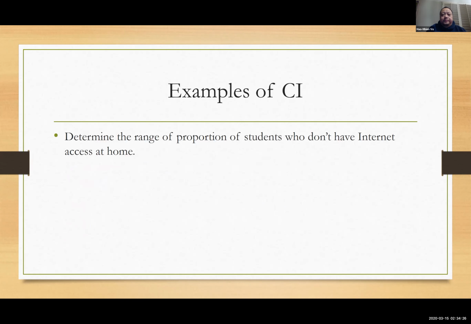So for example, if the question asks you to determine the range of the proportion of students who don't have internet access at home, you think about it, I think 33% of students don't have internet at home, or whatever number comes into your head. A numerical value. It'll be some sort of point estimate, plus or minus margin of error, which gives you the lower limit and upper limit. So that makes it a CI problem.